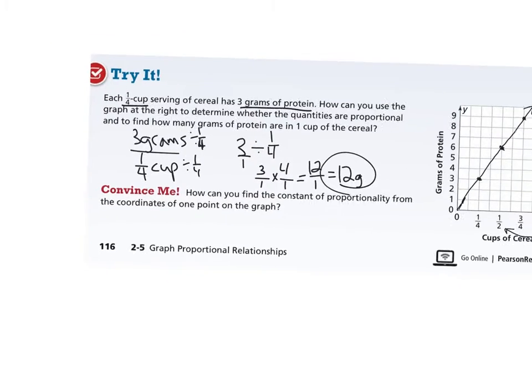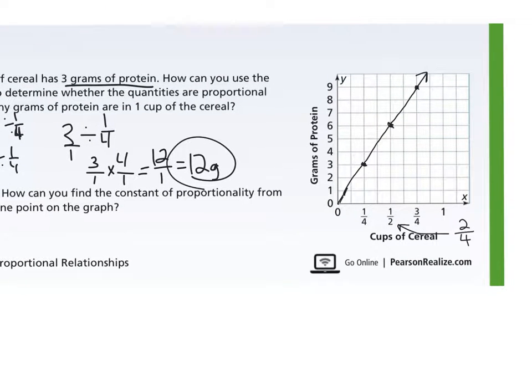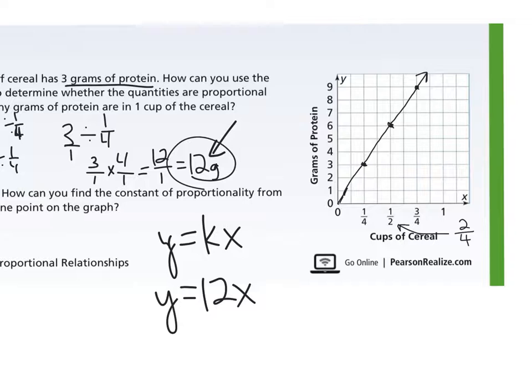And going back over to our graph again, if you took any point on this graph and did y divided by x, you'd get 12. In other words, 6 divided by 1/2, you get 12. 9 divided by 3/4, you get 12 as well. They didn't ask for it here, but they could have asked what the equation is. Since our constant of proportionality was 12, the equation for this line is y equals 12x.